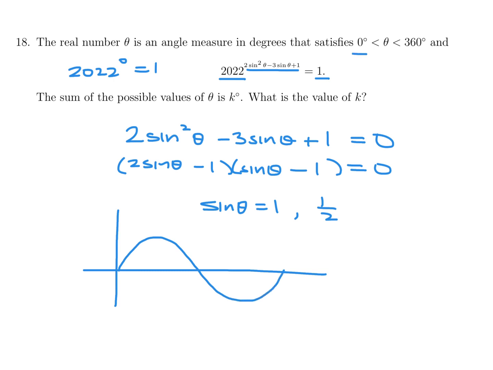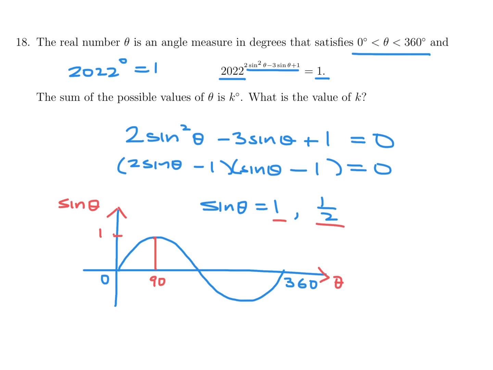And it's between 0 and 360. So there's 0, there's 360. And let's see, where does it equal 1? The first guy. Well, 1 is the highest value, and that happens when 90 degrees is the value for theta. This is theta, and this is sine theta.